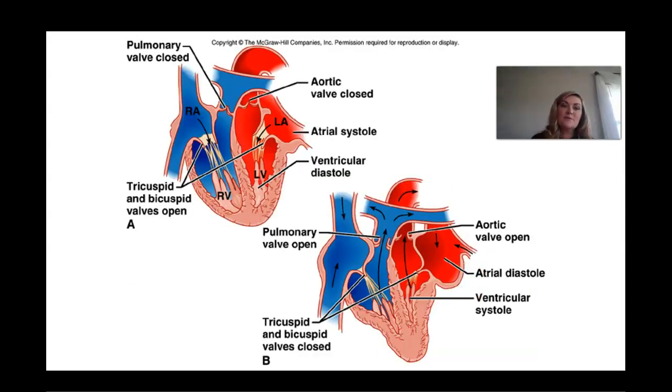Looking at this picture, notice that both of the atrioventricular valves on the upper picture are going to be open at the same time, and the semilunar valves are both going to be closed. And then when the AV valves close, notice how the semilunar valves open, and that's during the contraction of the ventricles.